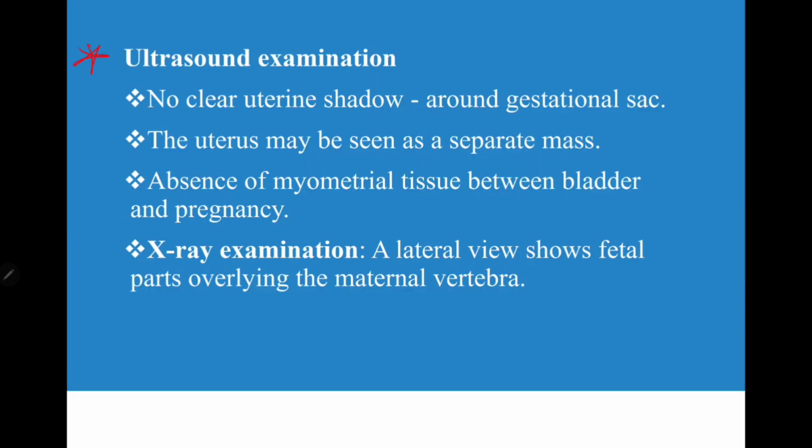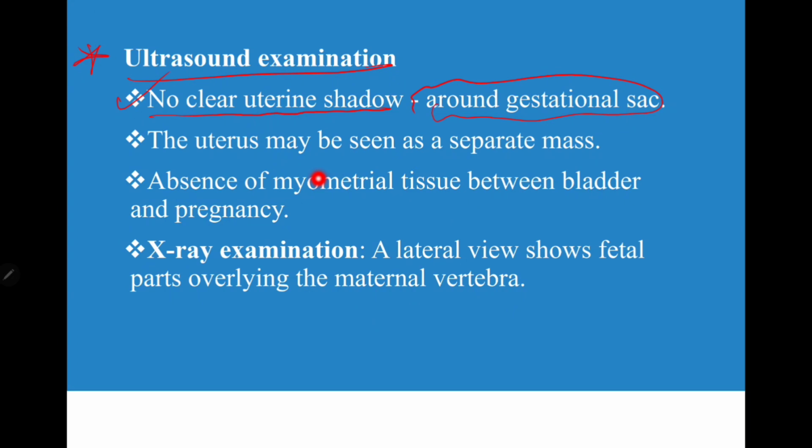So now in an ultrasound examination of a case of ectopic pregnancy, what will be the findings? First, there is no clear uterine shadow. In an ectopic pregnancy ultrasound, the uterine shadow will not be clear around the gestational sac. Very important.